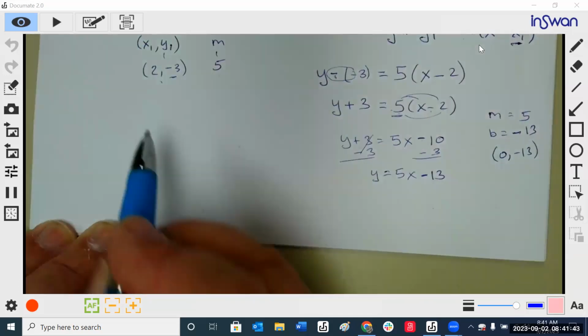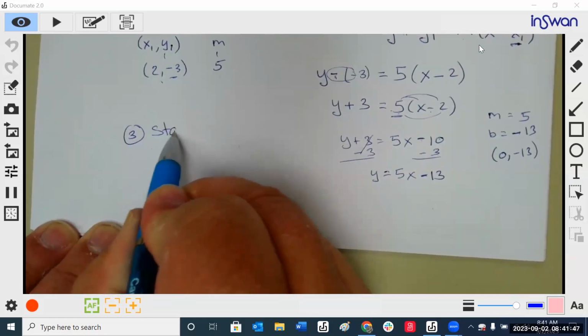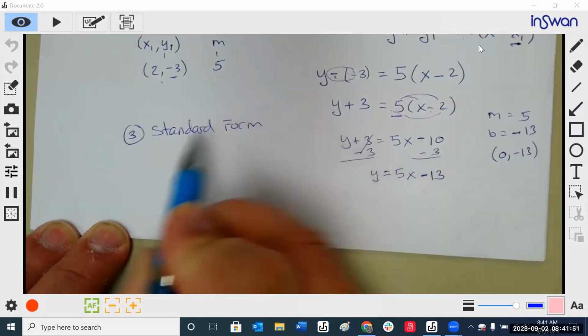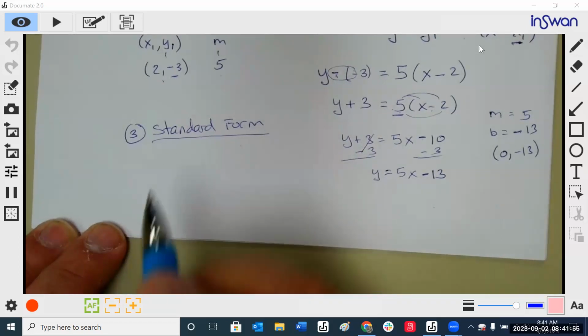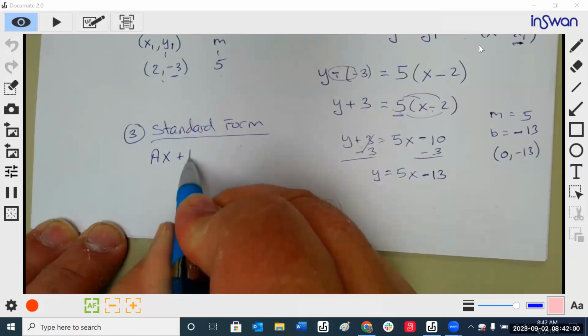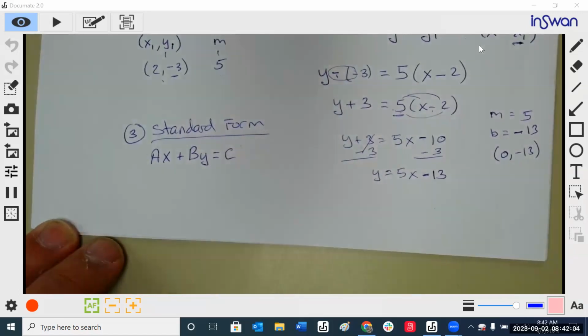But I want to first finish the third form. The third form is called the standard form. The standard form looks like this. Ax plus By equals C.